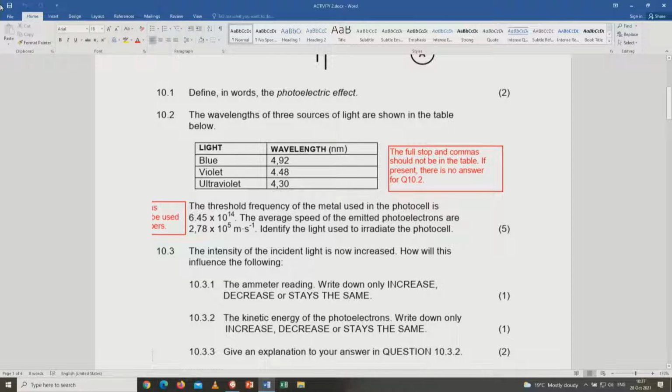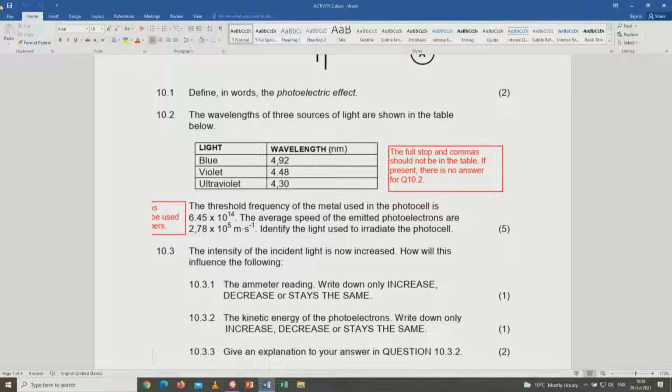Then moving on to 10.3.2, they ask about the influence of this on the kinetic energy of the photoelectrons. You'll remember I said that intensity of light only affects the number of photoelectrons released per second. It does not affect the kinetic energy or the speed of the photoelectrons. So the kinetic energy of the photoelectrons will stay the same.